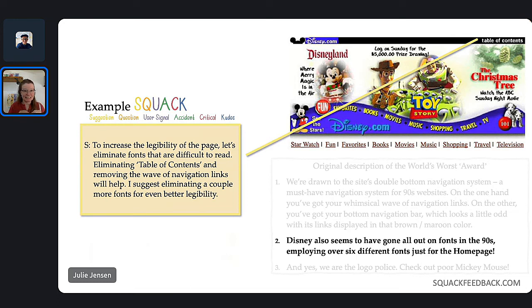I'm trying to tie it to something. What is the intent of this suggestion? It's not just based upon my opinion. It's really based upon wanting to convey an improvement and make it actionable.